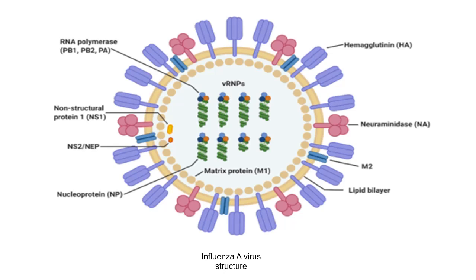One protein is HA, or hemagglutinin. This protein is responsible for the binding and entry of the virus into the target cell. NA, or neuraminidase, is involved in the release of the newly synthesized virus from the target cell.